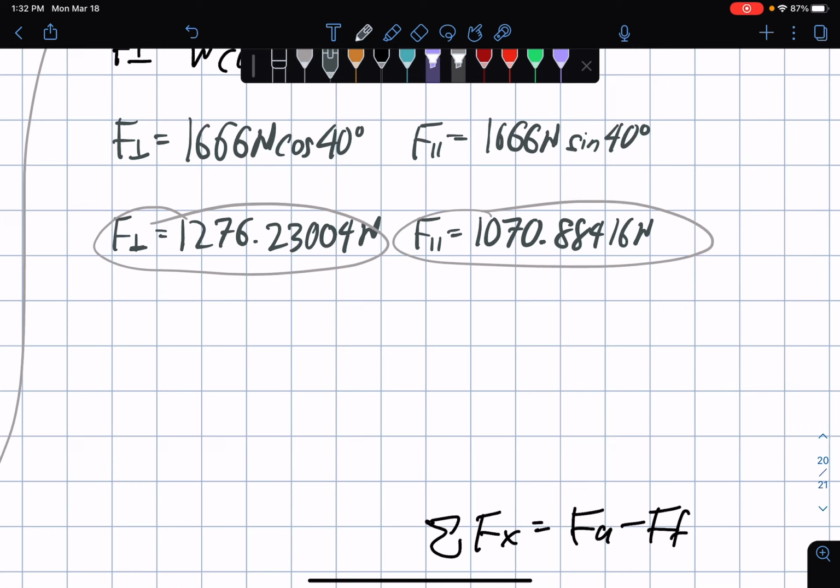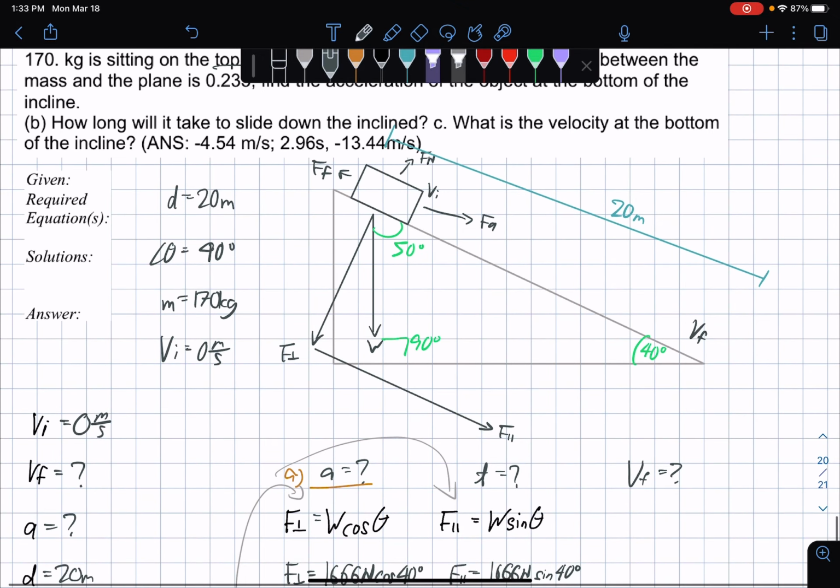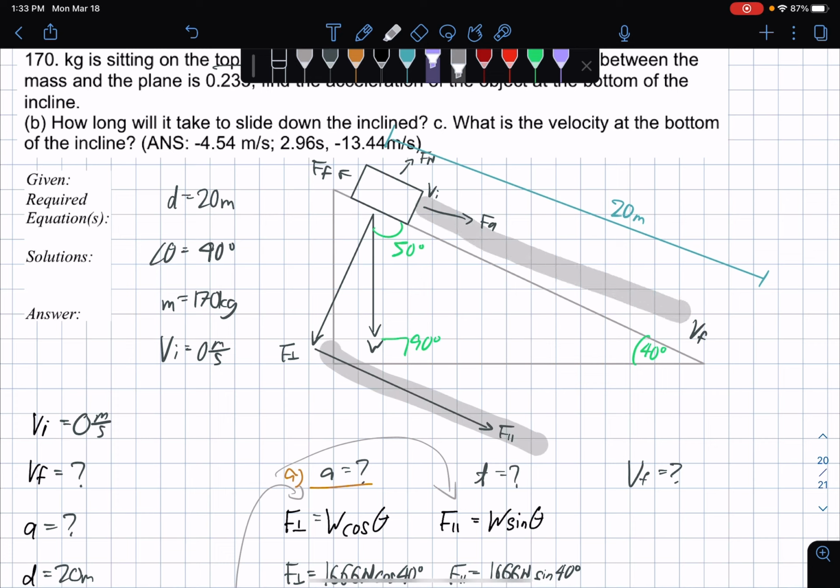So we all know that the F perpendicular is parallel to Fn, and that the force parallel is perpendicular to Fa. Therefore, force perpendicular is equal to Fa. What do I mean? This is force perpendicular. This is Fa. So as you can see, they're parallel to each other.